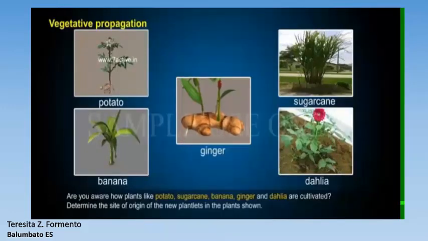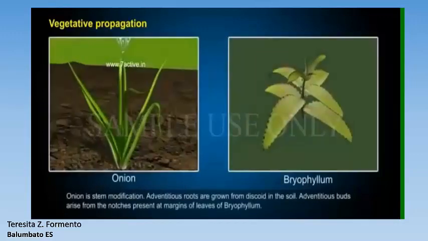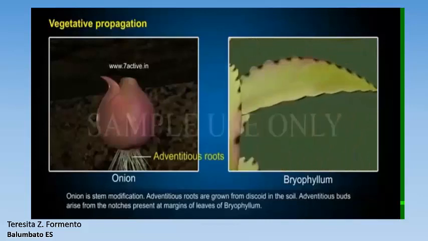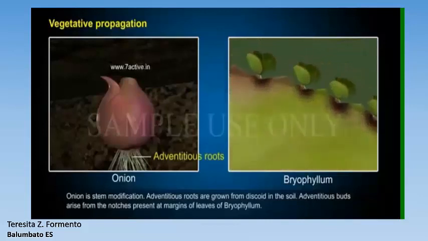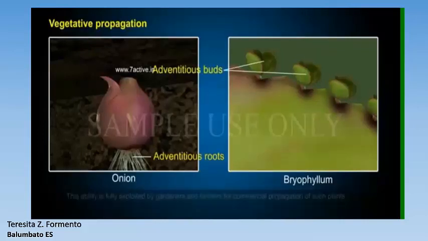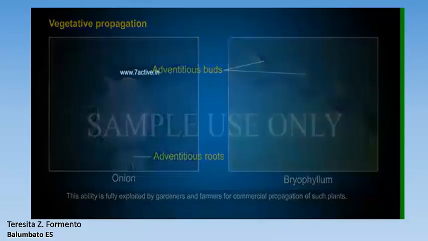Are you aware how plants like potato, sugarcane, banana, ginger, and dahlia are cultivated? Determine the site of origin of the new plantlets in the plant shown. You will notice that they invariably arise from the nodes present in the modified stems of these plants. Onion is a stem modification. Adventitious roots grow from the discoid stem in the soil. Adventitious buds arise from the notches present at the margins of leaves of Bryophyllum. This ability is fully exploited by gardeners and farmers for commercial propagation of such plants.